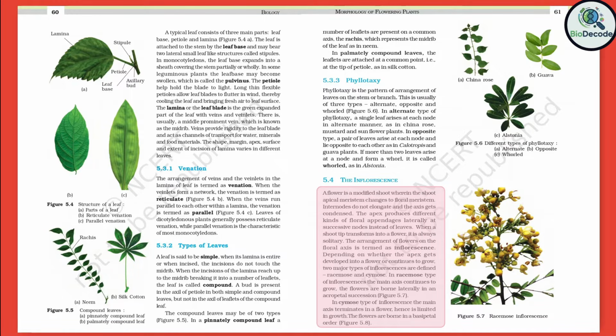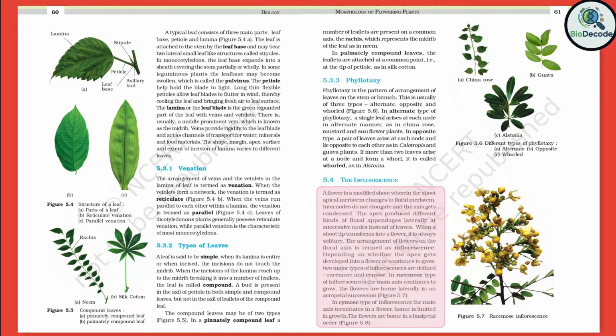Depending on whether the apex gets developed into a flower or continues to grow, two major types of inflorescences are defined: racemose and cymose. In racemose type of inflorescences, the main axis continues to grow. The flowers are borne laterally in an acropetal succession. Figure 5.7.